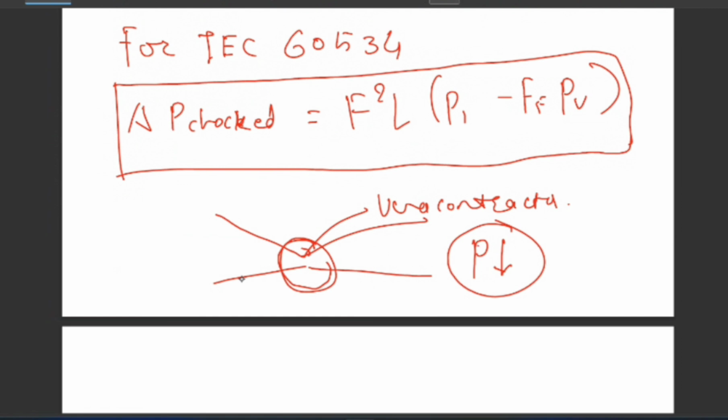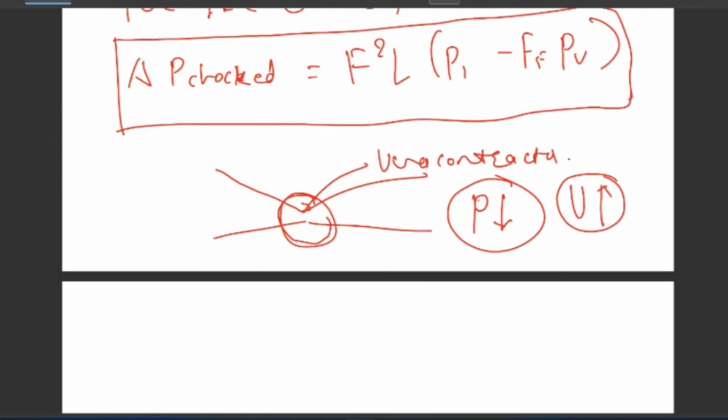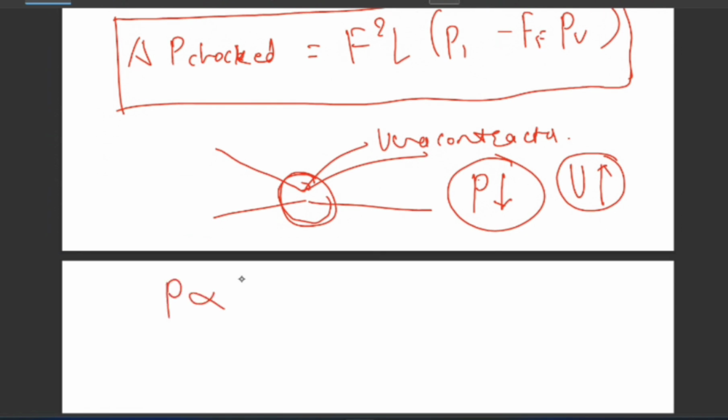If your pressure decreases, at the same time your velocity increases. So this is the relation: pressure is inversely proportional to velocity. Remember this. In line sizing and control valve sizing, this is the most important relation. If the pressure decreases, velocity increases. If the velocity increases, pressure decreases. While doing the line sizing, this relation is very important.